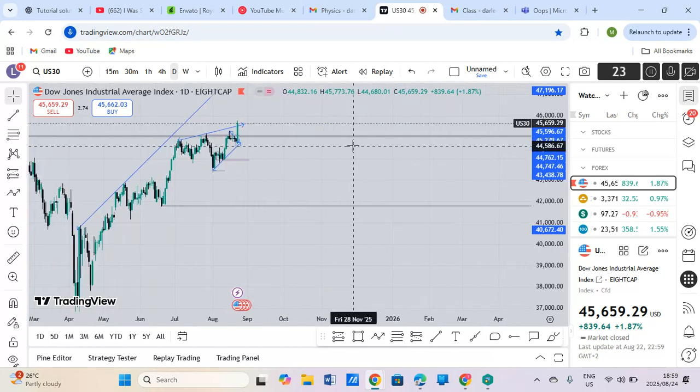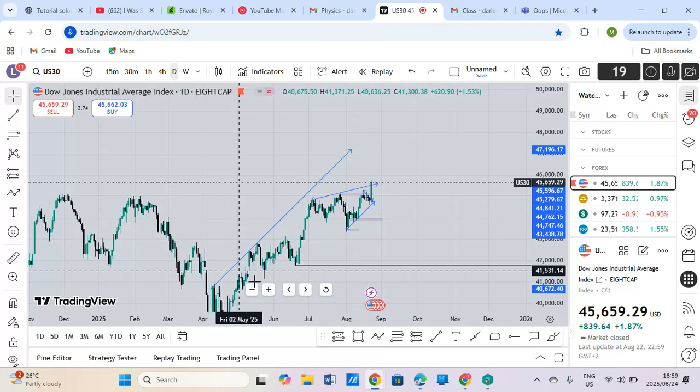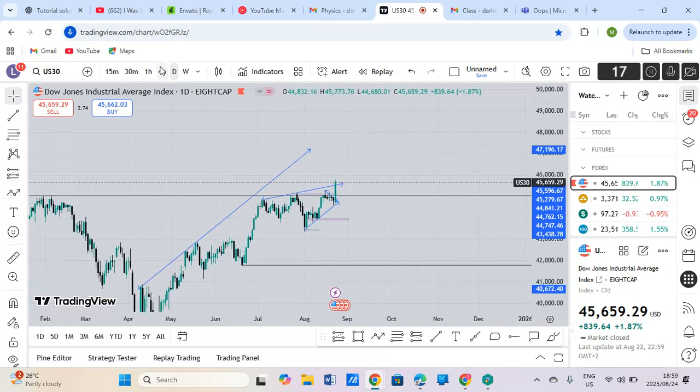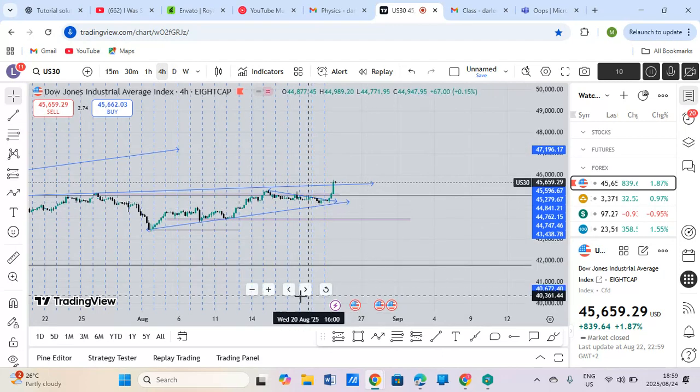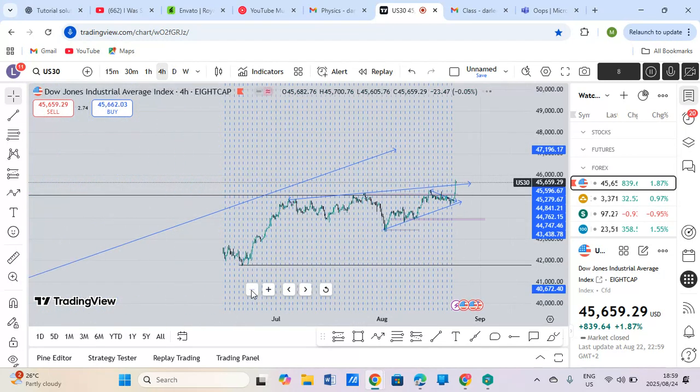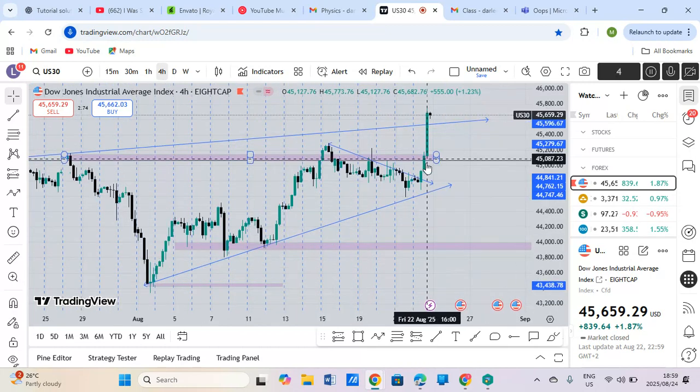This is my daily time frame. This is what I'm seeing on USD. I'm still looking for buys, but for those buys to play out, I have to wait for a retest in the market. I'm not going to enter without a retest. So this is the move that broke the all-time high.